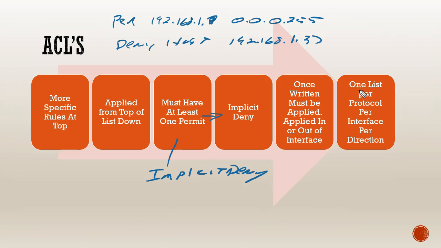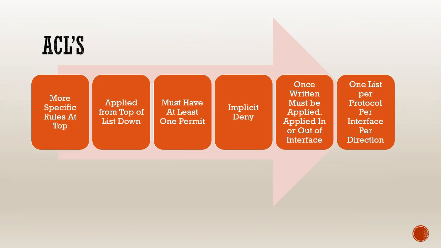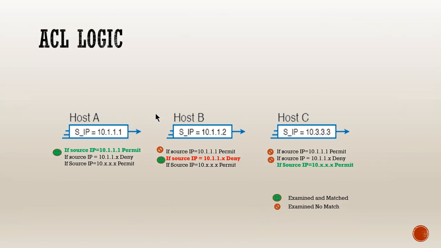And we can have one access control list per protocol, per interface, per direction. And remember, we apply them in or out of the interface. So a couple of details about what goes on. I'm getting one slide ahead, but anyhow, let's look at an illustration of what these things are.